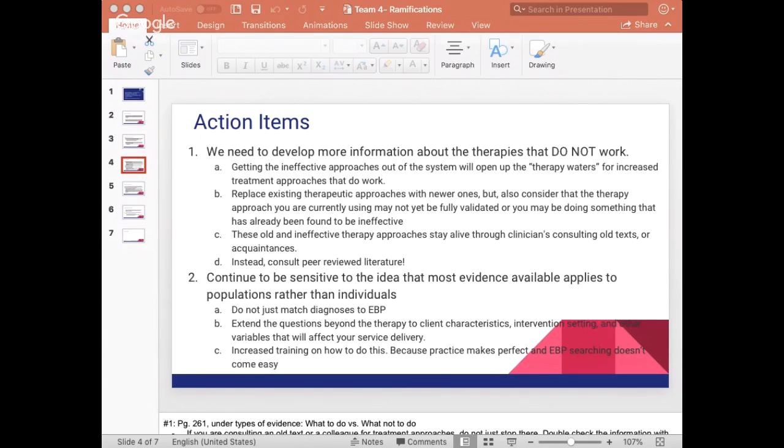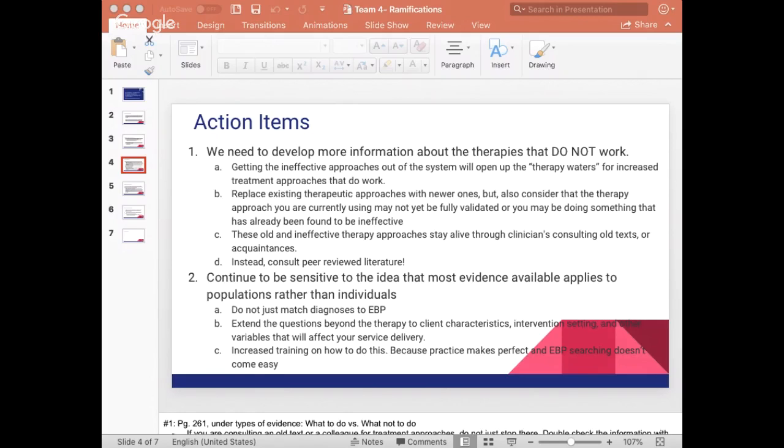So for what to do regarding those issues, getting the ineffective approaches out of the system will open up more opportunities for us to increase treatment approaches that do work. So we need to replace existing therapeutic approaches with newer ones, but also consider that what you're using may not be the best or most valid new research out there. These old and ineffective therapy approaches are staying alive through clinicians who are consulting old texts or who might be consulting old supervisors or acquaintances.